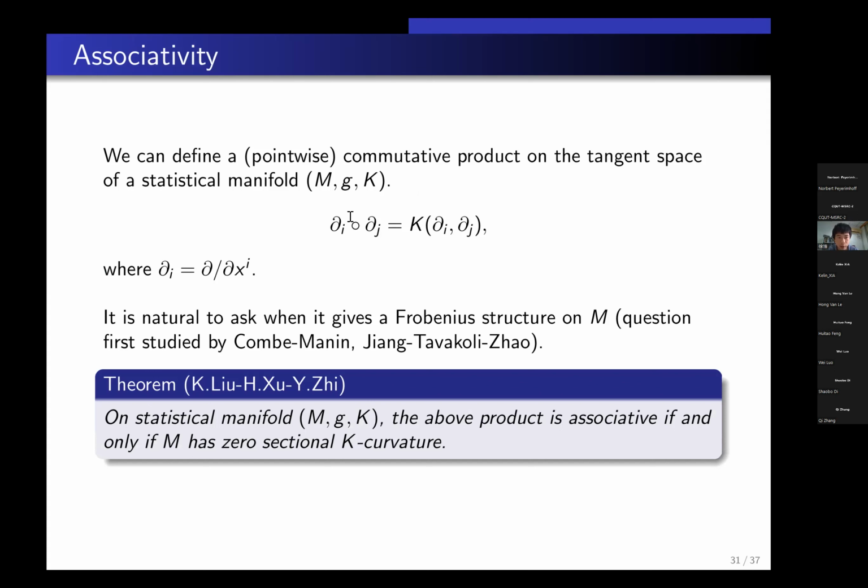So if this product is associative, then it gives a Frobenius structure on this manifold, right? So we have a very clean criterion. It simply says that the product is associative, hence gives a Frobenius structure, if and only if M has 0 sectional K-curvature. Basically, the reason the proof is also simple.